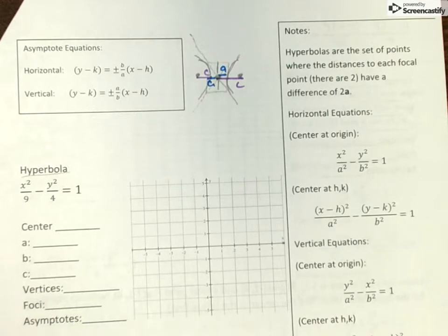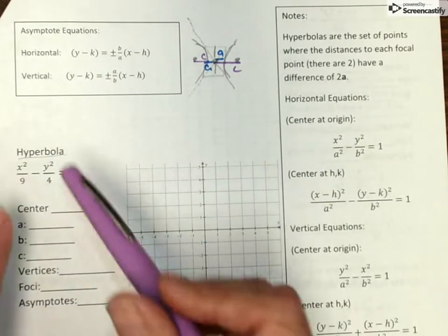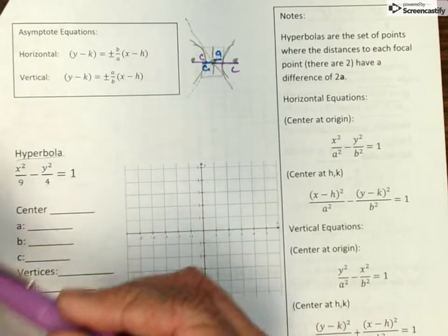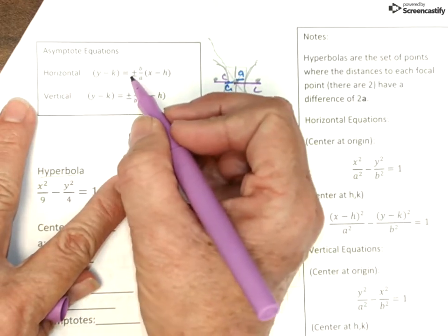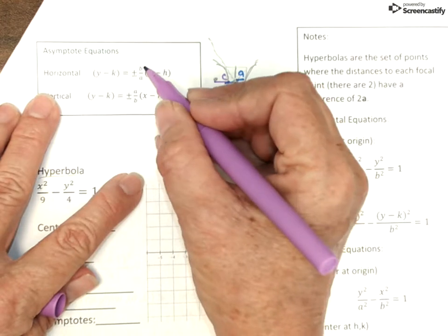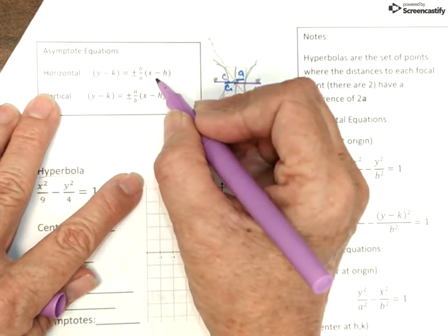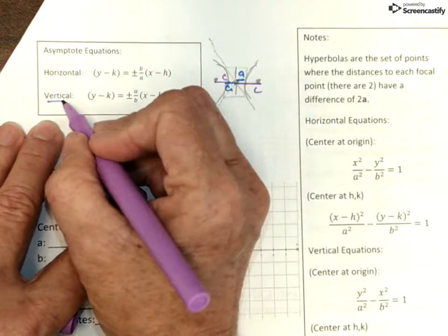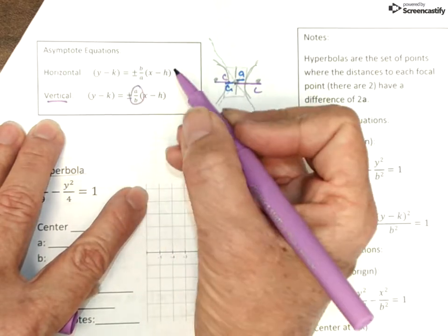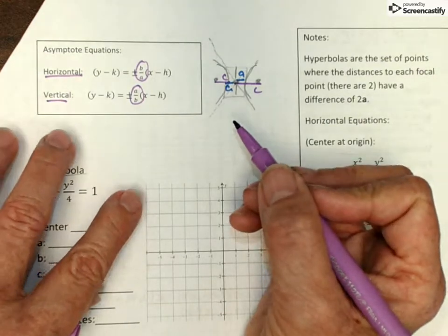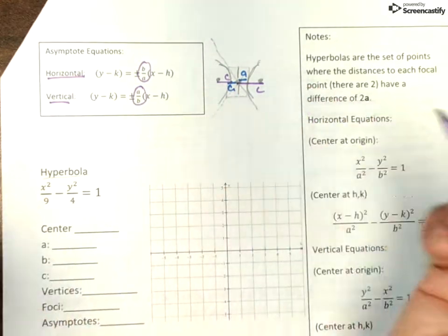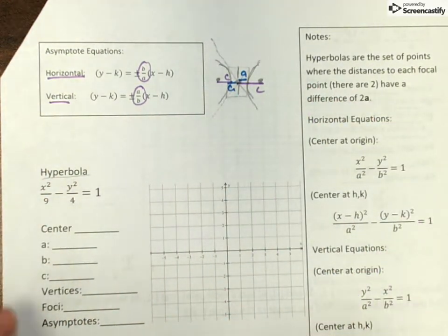Okay, a couple of things to note as we look at our hyperbolas. The equations for our asymptotes are given right here. So y minus k equals plus or minus, if it's horizontal, b divided by a times x minus h. If we have a vertical one, notice the a is on the top. If we have horizontal, b is on the top. And this is going to just give you the slope of your asymptote.